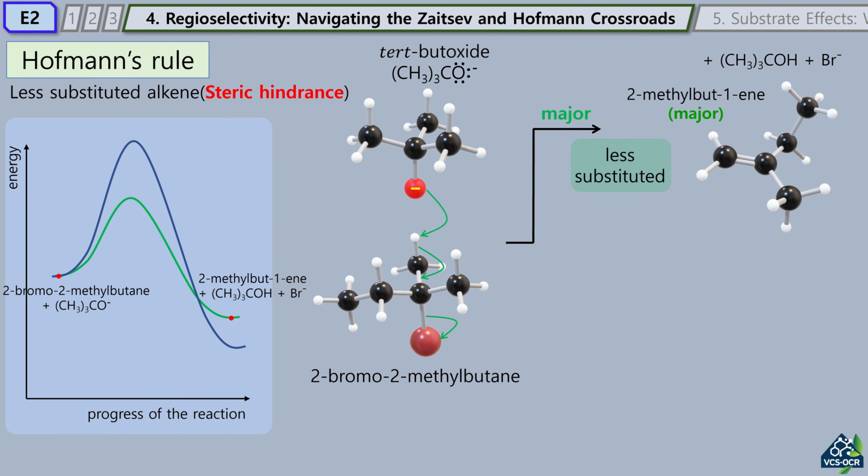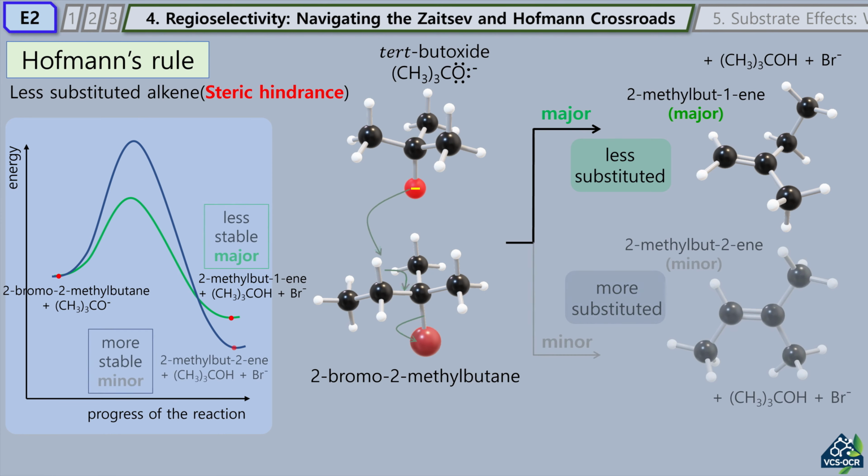However, this preference can be deliberately overridden by employing a bulky, sterically hindered base, such as potassium tert-butoxide, or LDA. The base can no longer easily access crowded beta hydrogens. Instead, it abstracts the most accessible, least hindered proton. The result is the less substituted alkene, known as the Hofmann product. By adjusting the steric profile of the base, chemists gain direct and reliable control over the regiochemical outcome of the elimination.